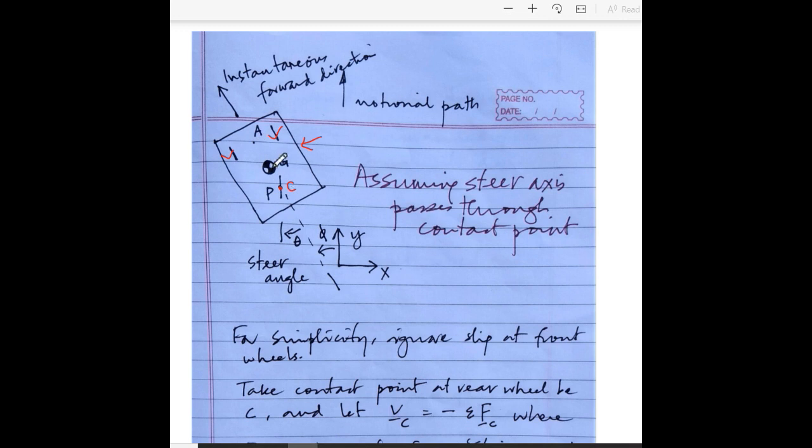The center of mass, G, is symmetrically placed. The steer axis passes through the contact point. The orientation of the vehicle is given by this angle phi, and theta is the steer angle.